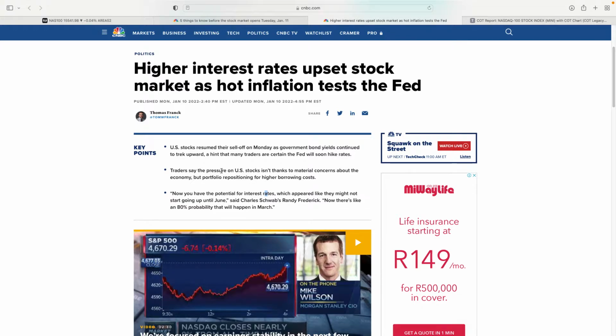So US stocks resumed their sell-off on Monday, which is what we saw, as government bond yields continue to track upwards, a hint that many traders are certain the Fed will soon hike the rates. Now we know that that's going to happen in March, because it was initially supposed to happen in April, but then Powell got re-elected, and it's almost like when you get a promotion and you think you're the boss, and then you start changing things that kind of influences your decisions negatively. It also says here traders say the pressure on the US stocks isn't thanks to material concerns about the economy, but portfolio repositioning for higher borrowing cost.